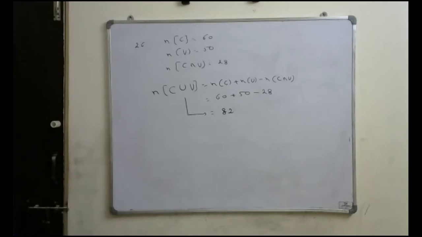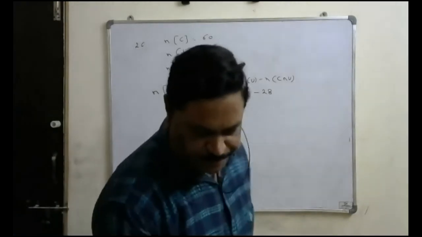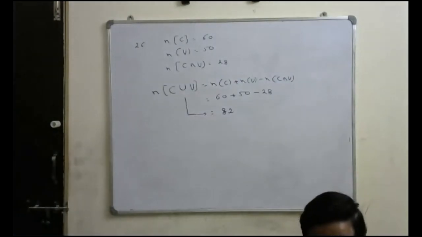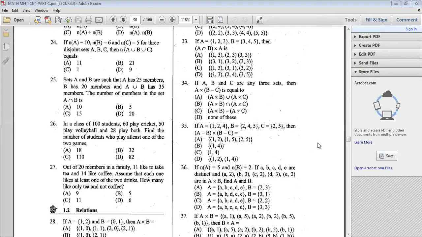Done, sir. Okay. Next, look at the next problem, problem 27. Out of 20 members in a family, 11 members like to take tea and 14 members like to take coffee. Assume that each one likes at least one of the two drinks. Then how many will like tea but not coffee?